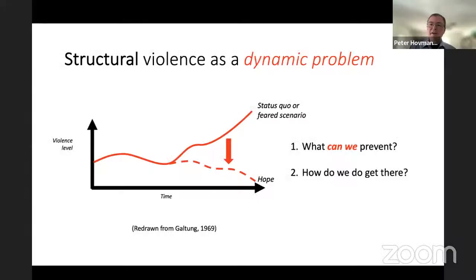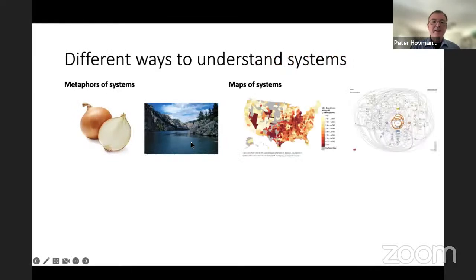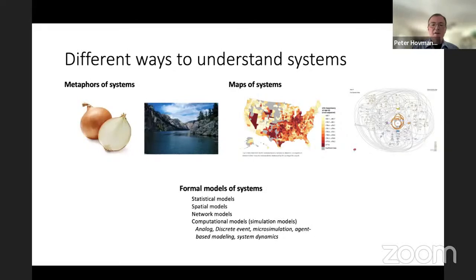Questions such as what can we prevent, how do we get there, and is what we are doing working, and for whom. So there are different ways you can understand systems. Metaphors, for example, the onion metaphor or the metaphor of a lake. You can also have maps, so spatial maps looking at the distribution of health disparities in the US, or a map like a causal map, like the Foresight map on obesity. And then also formal models of systems. These can include statistical models, spatial models, social networks, as well as computational models, including simulation models. And there are a number of different techniques people use there.